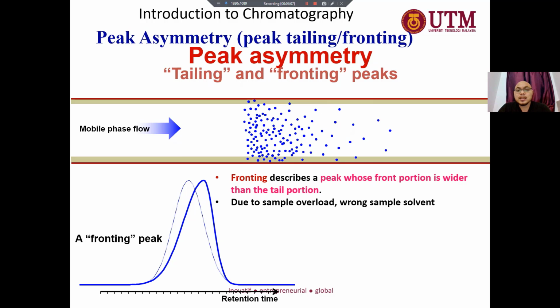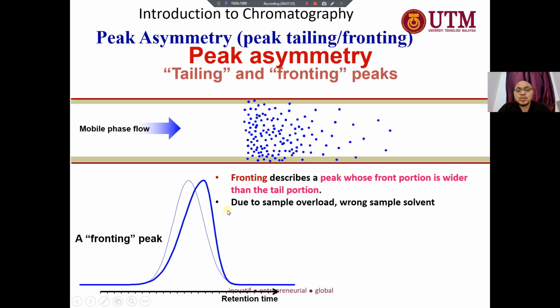The next one is peak fronting. Peak fronting describes a peak whose front portion is wider than the tail portion, or you can say the front portion of the peak area is much larger compared to the tail portion. As long as you can understand the peak shape, if the question is asked, it can be accepted.